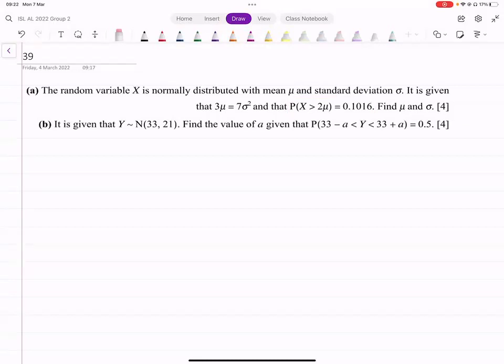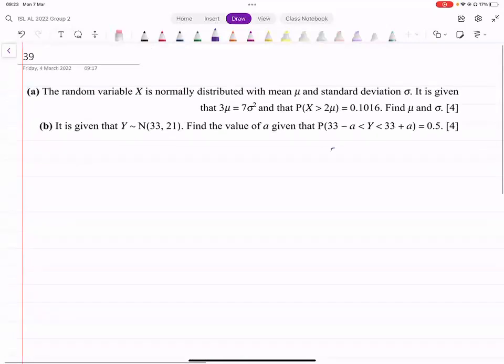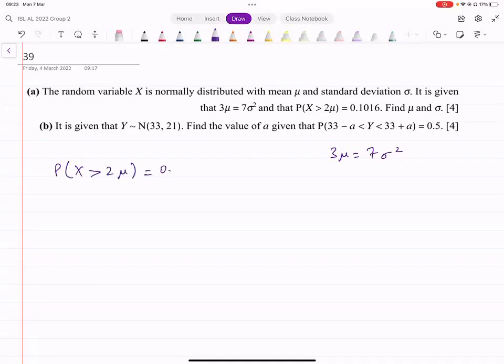ठीक है? Okay, so how do we think about it? We've got one equation already given, and that equation is 3 mu equals 7 sigma squared. We've got another piece of information given: the probability that x is greater than 2 times mu is equal to 0.1016. ये आपको एक piece of information दिया हुआ है. इसको यूज करके आप क्या कर सकते हो? आप एक और equation find कर सकते हो, and then you can solve those equations to find the value of mu and the value of sigma.